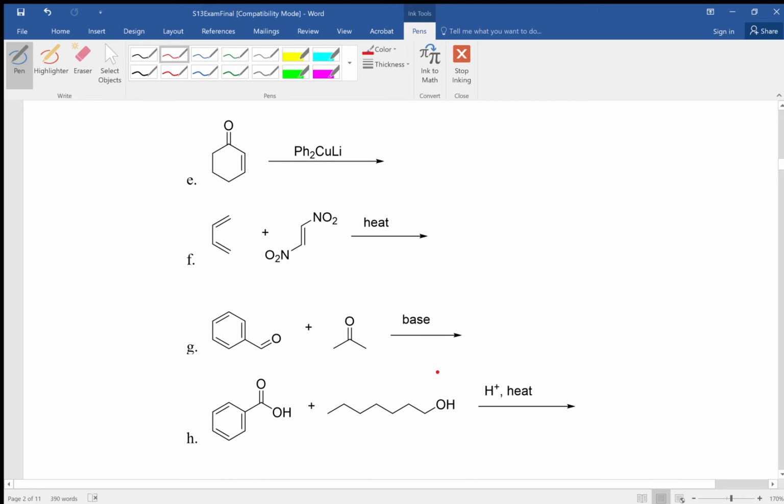Part E is a cuprate addition. So we recall that carbon nucleophiles basically always add 1,2 to aromatic rings, and that's because they're bad leaving groups. And so if we want a carbon nucleophile to add 1,4, we need to use a special reagent such as a cuprate. The group that's adding here is the phenyl ring, and it will add in a 1,4 fashion.